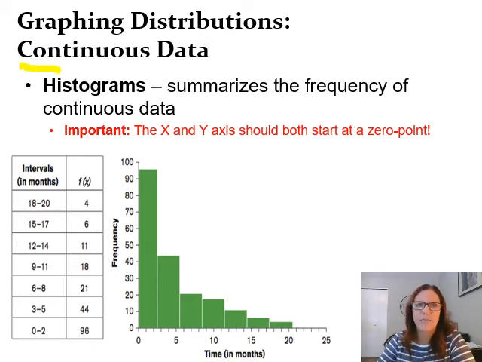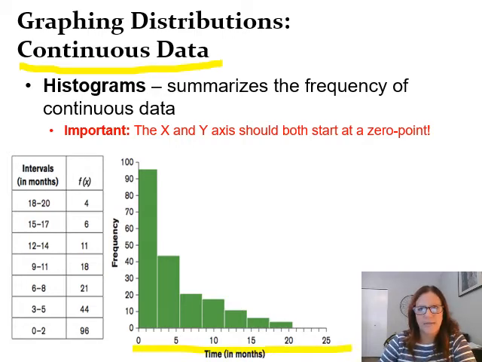So remember, we talked about measurement scales. Histograms are going to describe continuous data. So basically we're looking at the scores on the x-axis, and how frequently they occur on the y-axis. So if you look from 0 to 2, we had a frequency of 96. So here the top of that is 96.